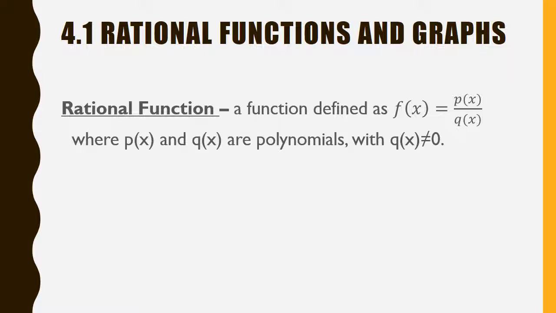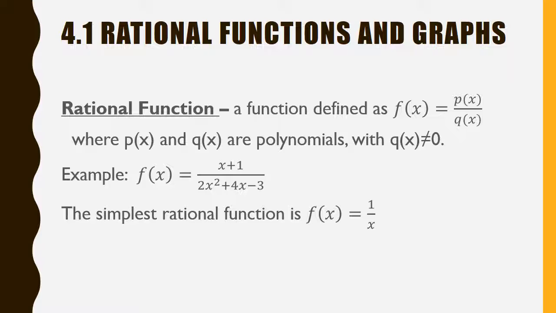First of all, a rational function is defined as f of x equals p of x over q of x, where p of x and q of x are polynomials and q of x is not 0. Simple way of putting that, it's a fraction where you have x's in the denominator, possibly the numerator too, but definitely in the denominator. Here's an example.